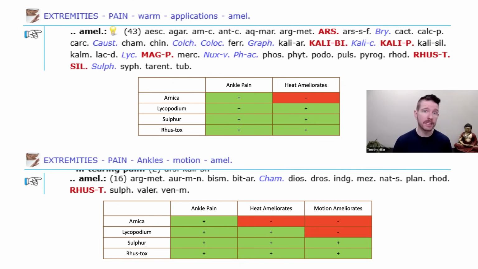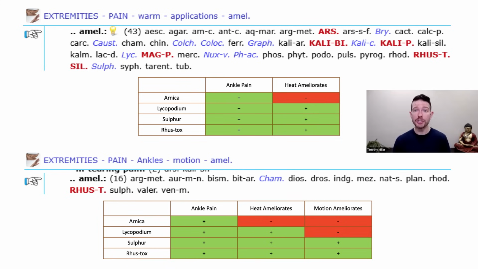When did it start? Where does it start? How bad is the pain? What does the pain feel like? Does anything else happen with it? Whatever. In this case, one other symptom that we can identify is that warm applications ameliorate. Amel means ameliorate, or improves the pain. So by putting heat on my ankle, maybe a hot water bottle, hot infrared, whatever, the pain improves.